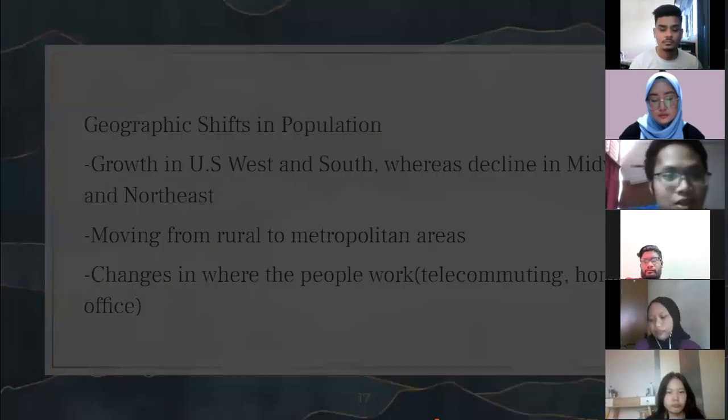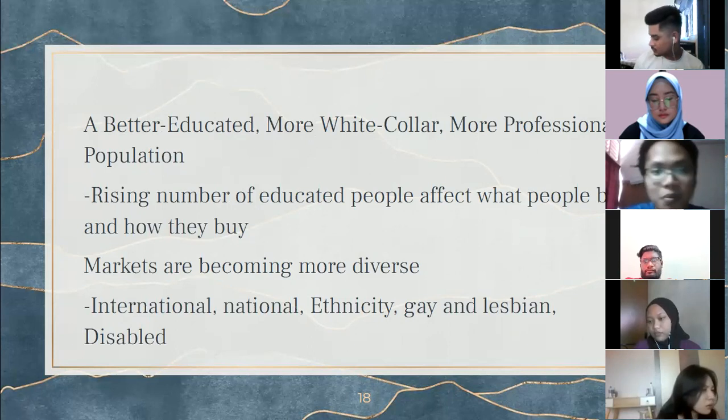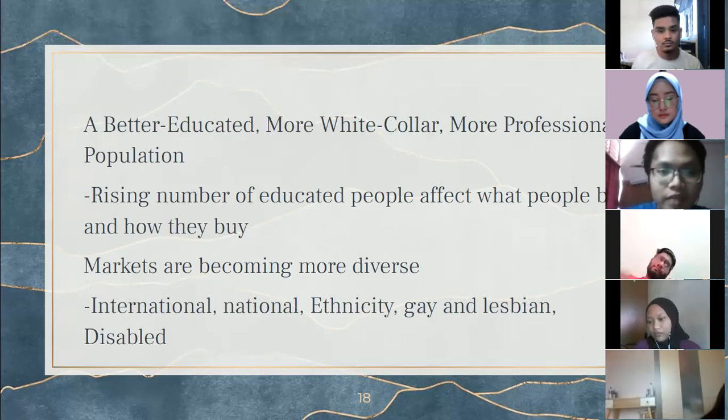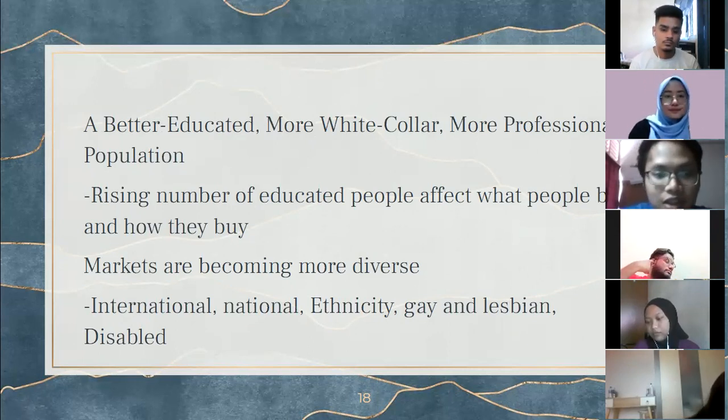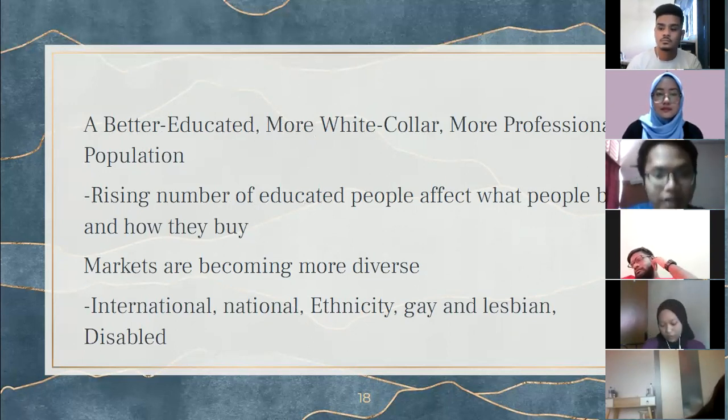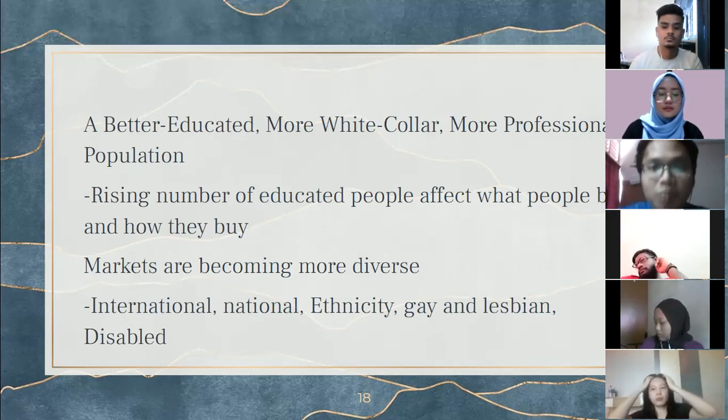A better educated, more white-collar, more professional population. The rising number of educated people affects what people buy and how they buy. The market is also becoming more diverse, because we have many nationalities and many ethnicities, and there are also gay, lesbian, and disabled people in the world.